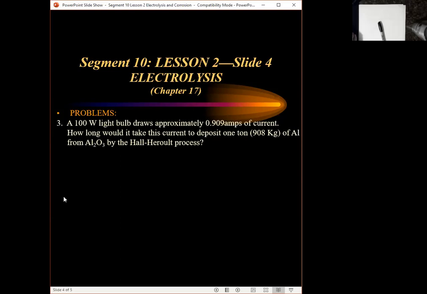Now let's look at some interesting comparisons, I think, to give you an illustration of how much energy is involved in carrying out an electrochemical reaction. A 100-watt light bulb draws approximately 0.909 amps of current. How long would it take this current to deposit 1 ton of aluminum from Al2O3? The Hall-Héroult process is the name of the reaction that we use to do that.